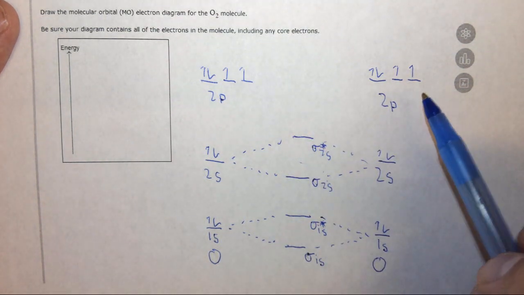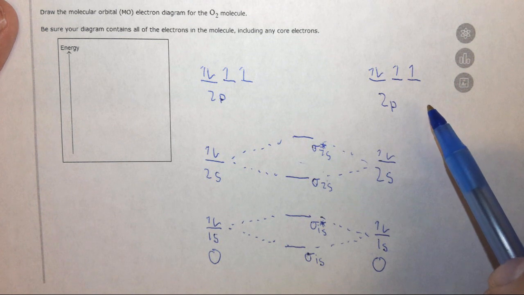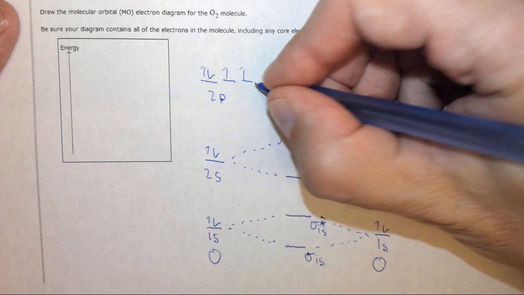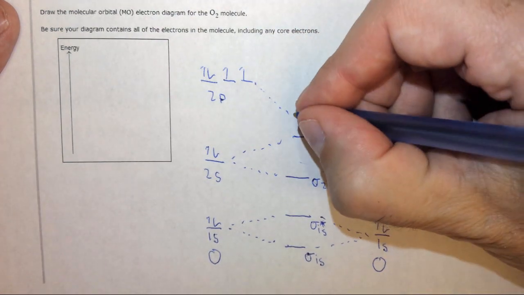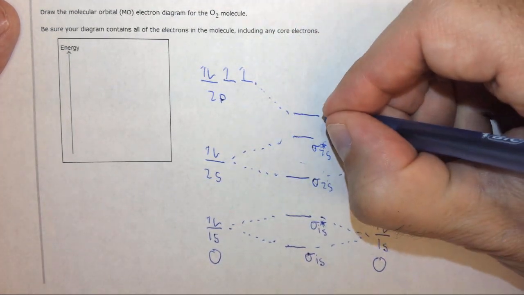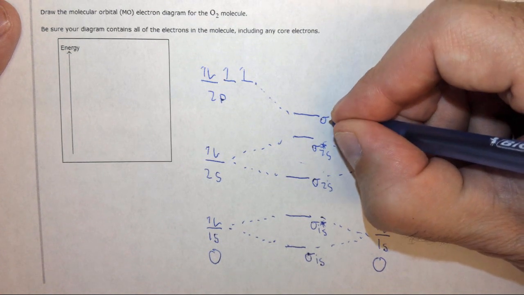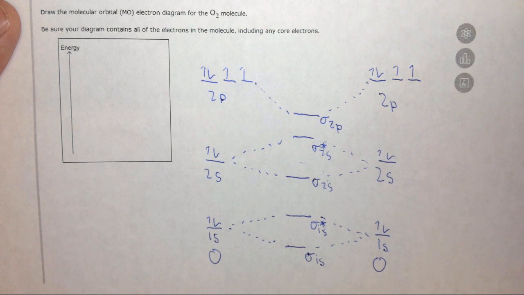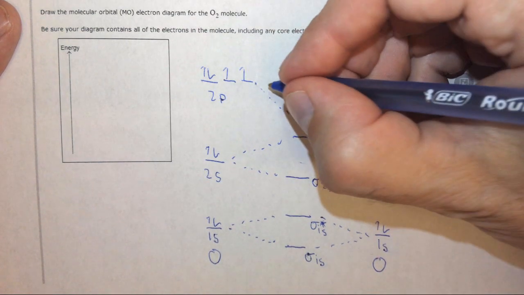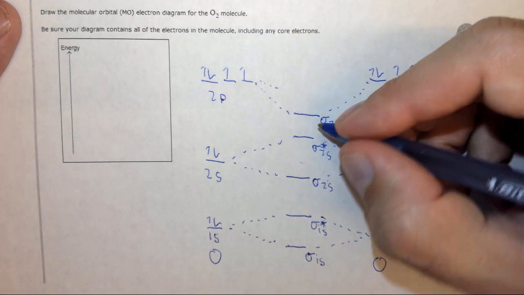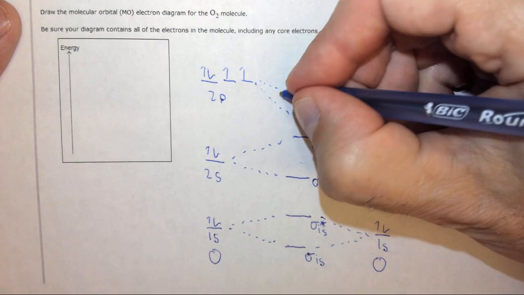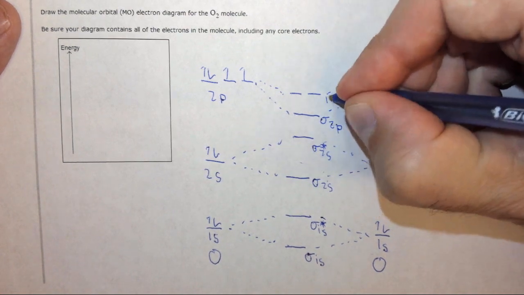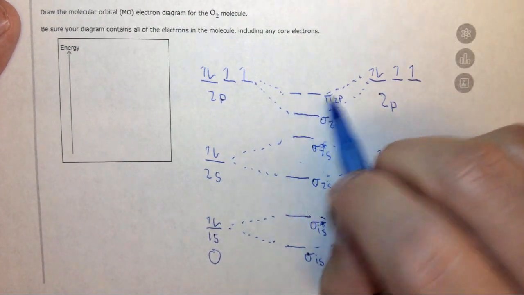Finally, for a p, we can have multiple orbitals. So for p orbitals, we can have both sigma and pi. For oxygen and fluorine, the sigma 2p is lower in energy than the pi 2p. But for nitrogen, the pi 2p is lower. So the first constructive interference is the sigma, and then there's a pi 2p, which is actually two orbitals.